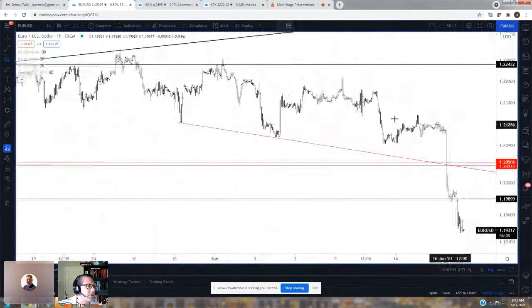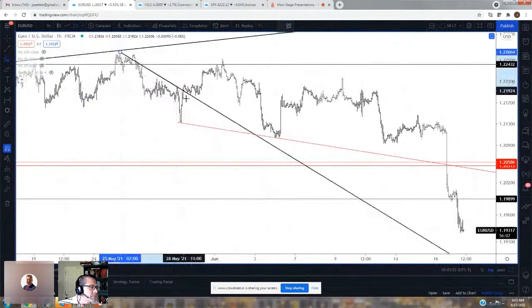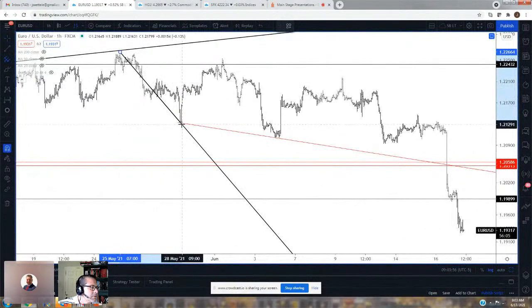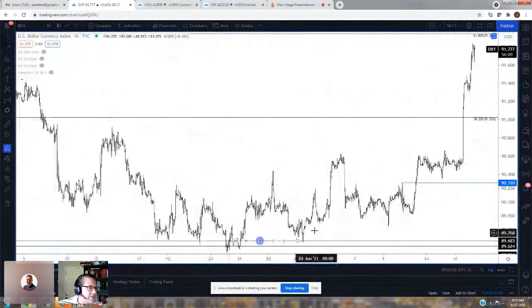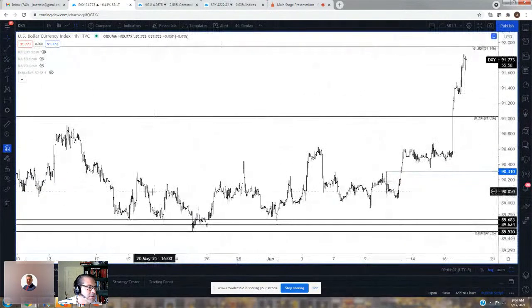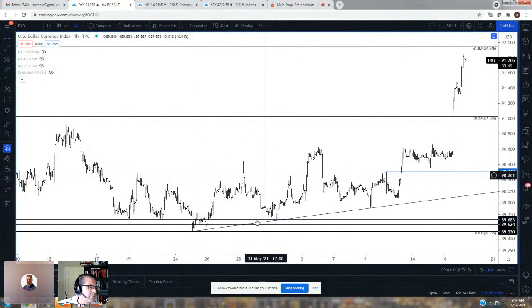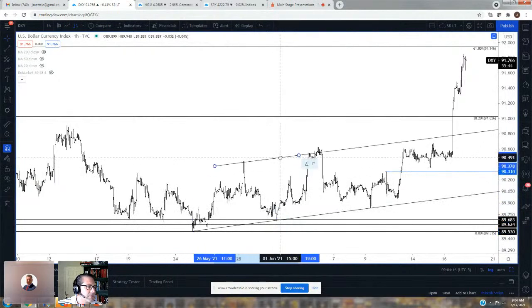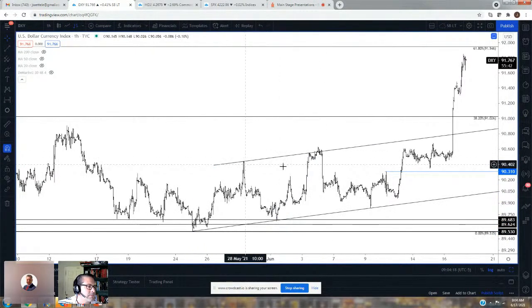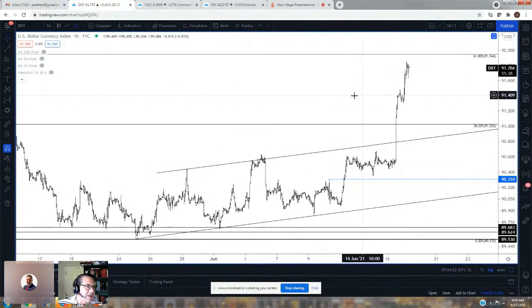So here would be a setup on the euro hourly chart. Actually, we're going to go to DXY. The first two lows in this base are back here on May 25th and right here on June 1st. So that is the angle that we're looking to trade on. We're going to take parallels and make the channel. Resistance. Now, this was yesterday, that was Fed.